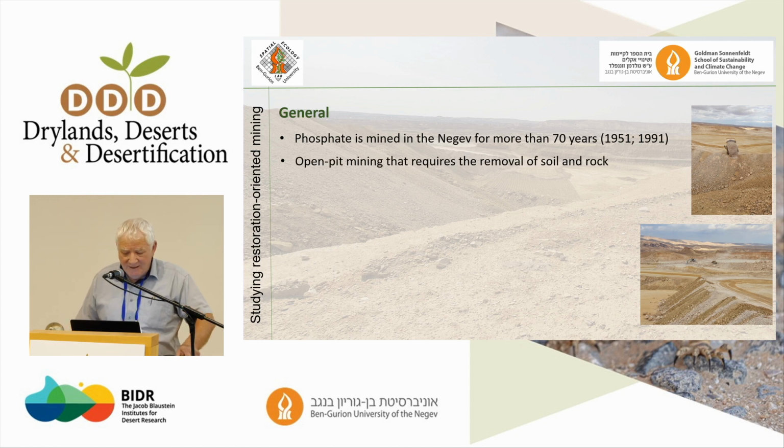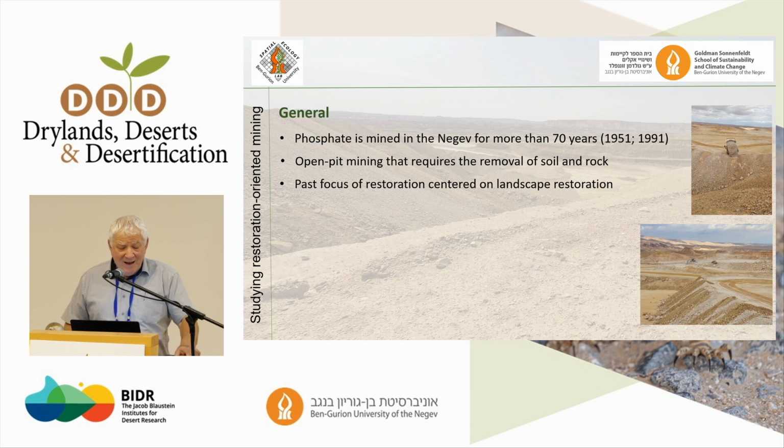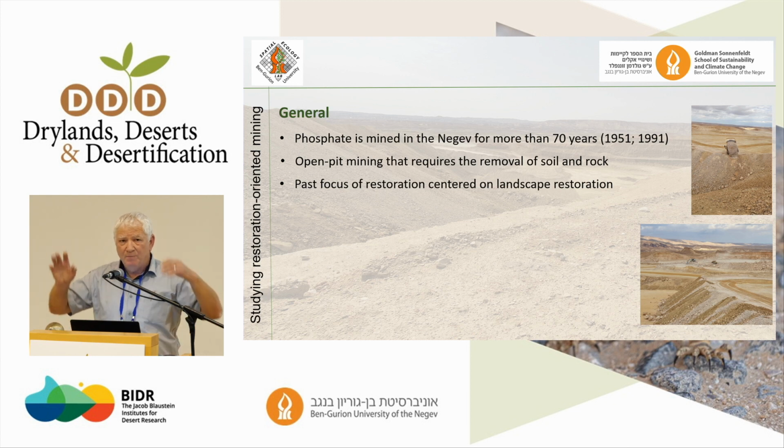It is an open pit mining that requires the removal of soil and rock, and you see these huge areas to the right, really, really huge areas, and areas like that are very, very challenging in terms of restoration and recovering the original ecosystem. So you can understand that it's not an easy game here. The past restoration focused on landscape restoration, more visual, not ecological. So they used to take all these huge piles, put them in one place, and then start reshaping the landscape so it will look nice.